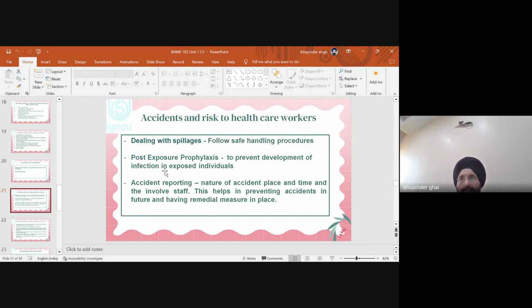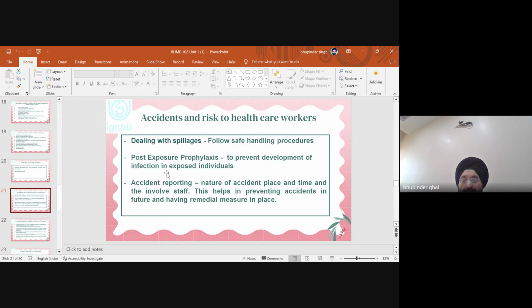As per the laid down rule, he will be provided antiviral medicine so that he does not get the disease. In case of accident or any incident, exposure to the body fluid of an infected person is an incident. Accidents are, for example, if a person slips and gets hurt. In case of any accident or incident, it needs to be reported to a higher authority.